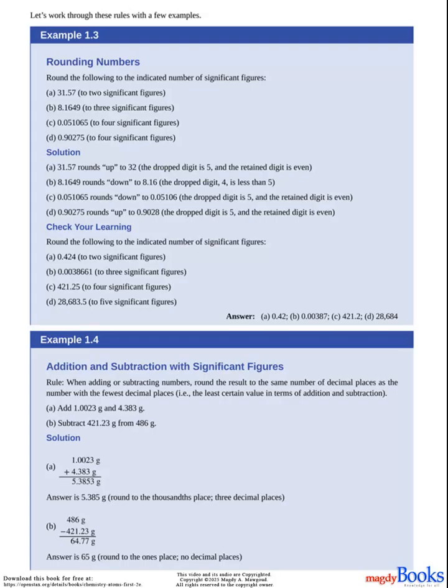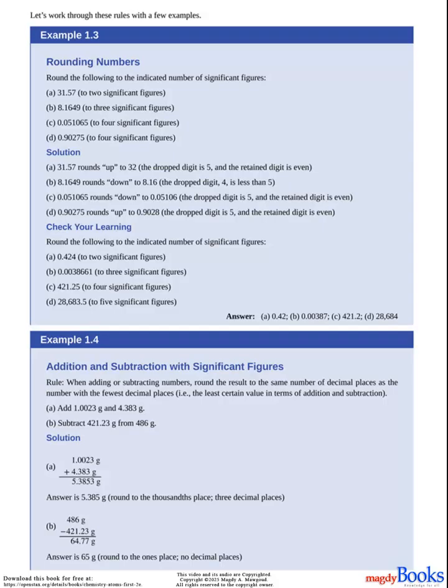Example 1.3. Rounding numbers. Round the following to the indicated number of significant figures. A. 31.57, to two significant figures. B. 8.1649, to three significant figures. C. 0.051065, to four significant figures. D. 0.90275, to four significant figures.